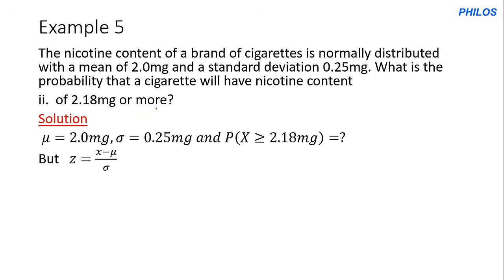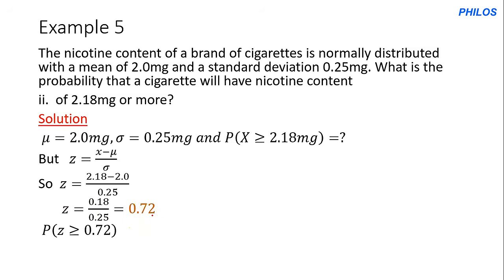So here we're going to find the z-score. So to get the z-score, our x is 2.18, isn't it? Minus the mean, which is 2, divided by standard deviation. So 2.18 minus 2 will give us 0.18. Divided by 0.25, we get 0.72. So our z-score is 0.72. So we are finding the probability that z is greater than 0.72.